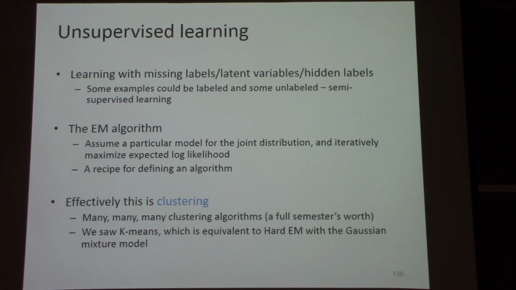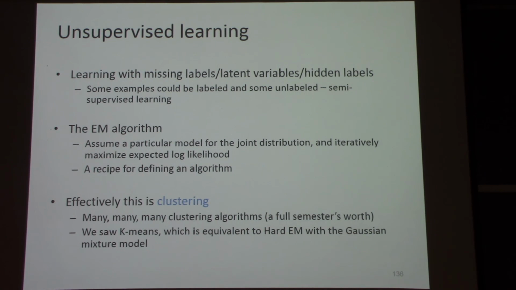The general theme is that you have examples, but you don't have labels, or you have many examples without labels, and maybe a small number with labels. That's called semi-supervised learning. A very popular strategy for unsupervised learning is some variant of the EM algorithm, where you hallucinate some parameters, use them to come up with an estimate of the labels, or maybe a distribution over the labels, and then use that to re-estimate your parameters and keep going around iteratively, with the guarantee that at the end you will end up at a reasonable spot.